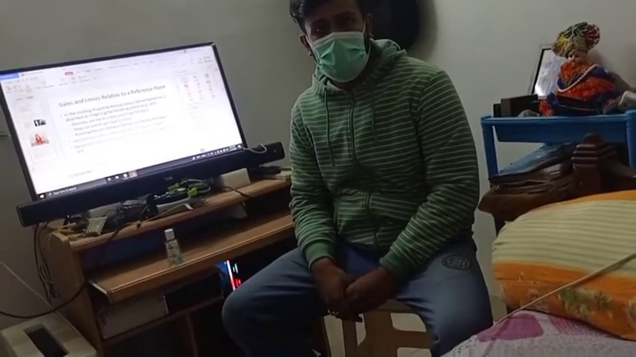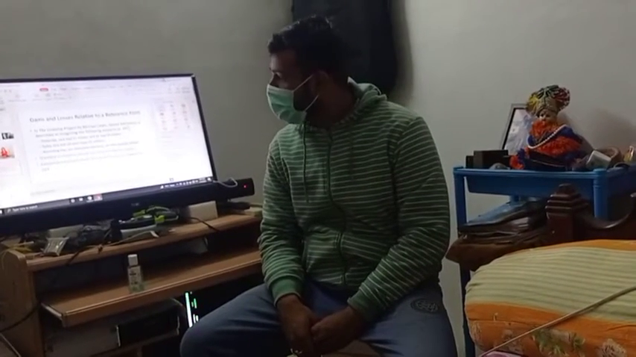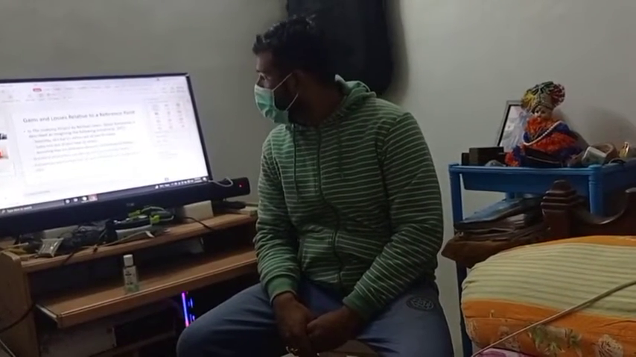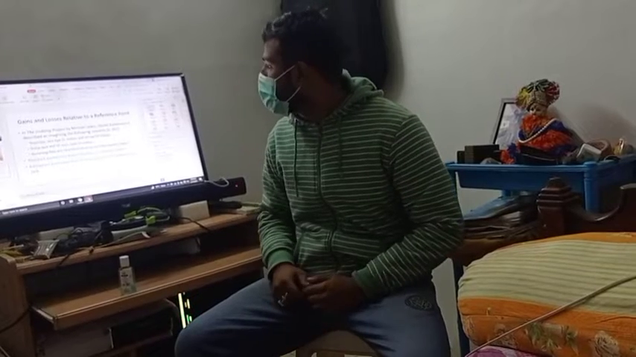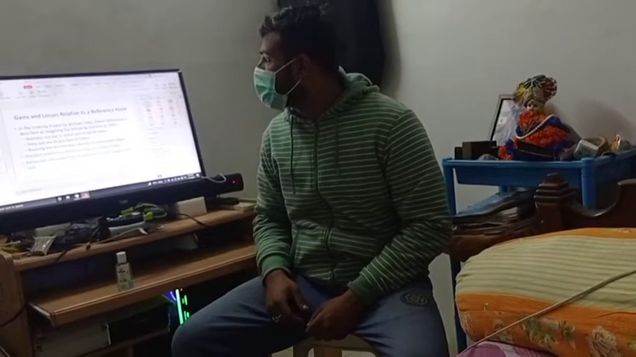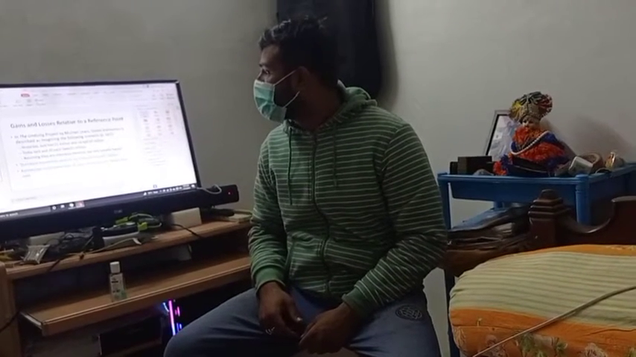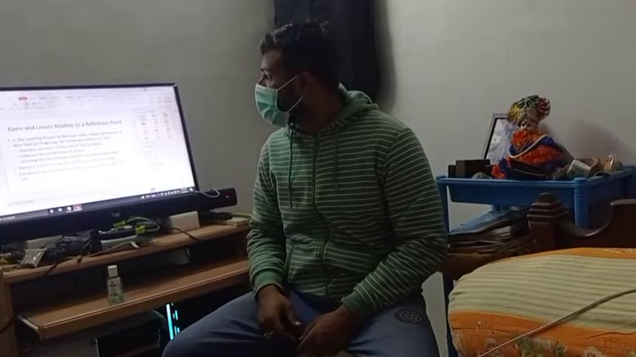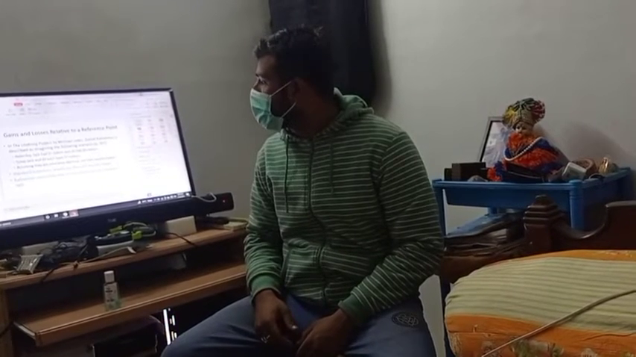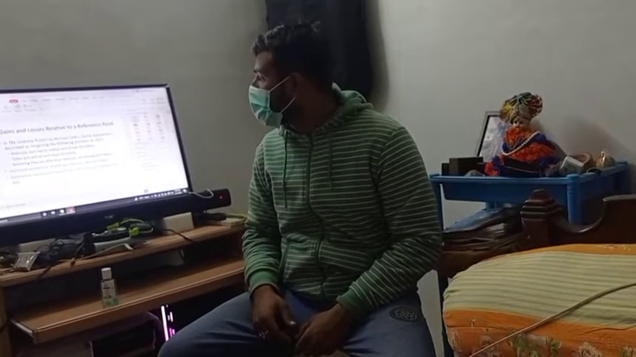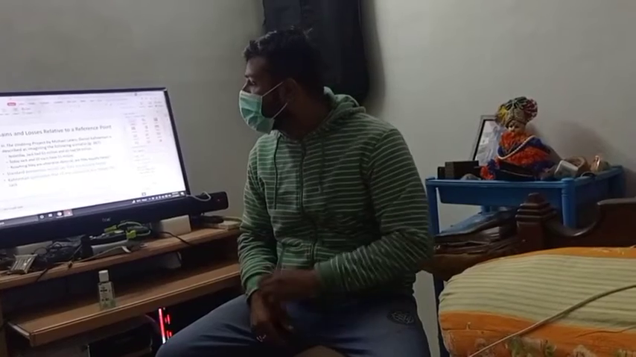So, gains and losses are relative to a reference point. In The Undoing Project by Michael Lewis, Daniel Kahneman is described as imagining the following scenario. Yesterday, Jack had $1 million and Jill had $9 million. Today, Jack and Jill each have $5 million. Assuming they are otherwise identical, are they equally happy?